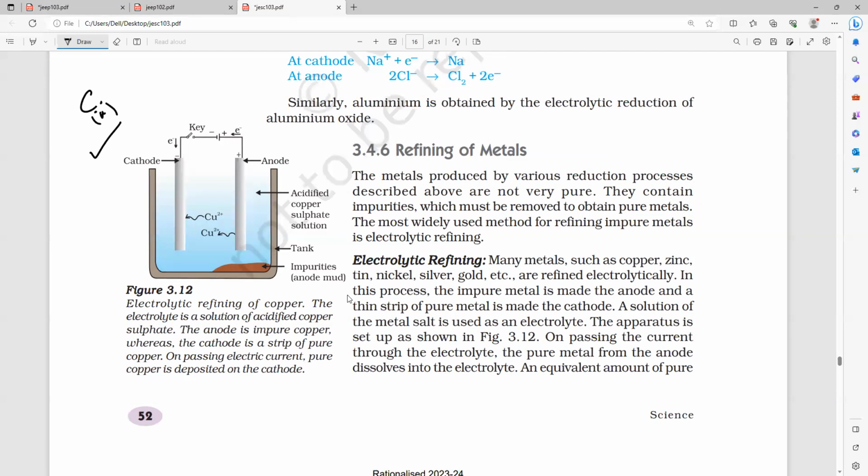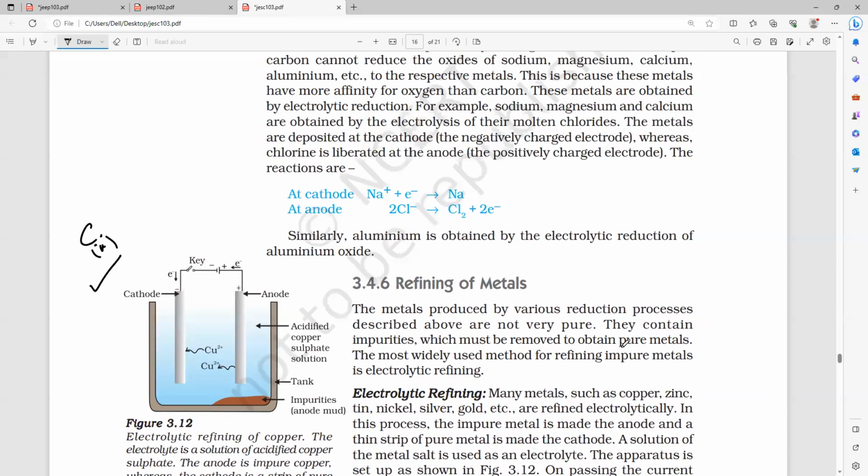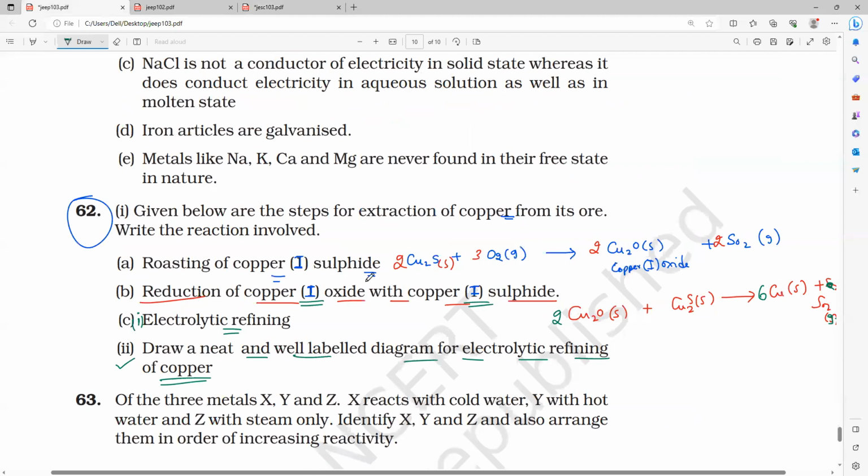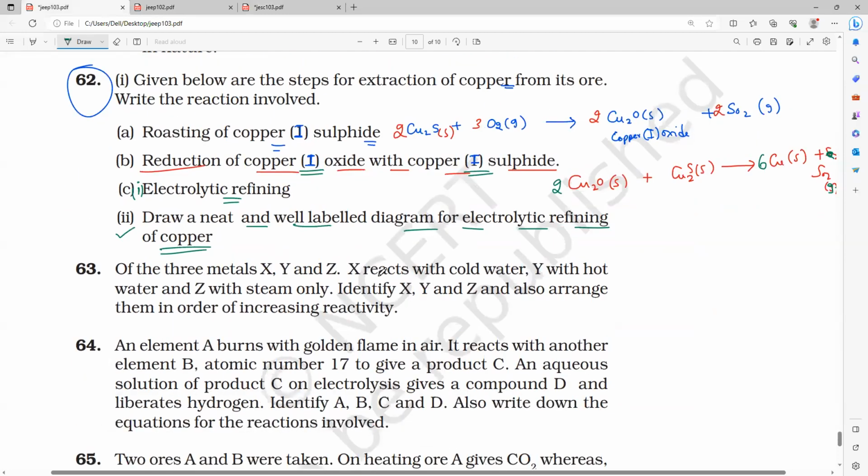But C part, all of you check it. What is the C part they are asking? What is electrolytic refining? Electrolytic refining means two reactions will take place. What are the two reactions? One is at the cathode, another one is at the anode. So if I take electrolytic refining, two reactions will take place. First, the anodic reaction. Can you tell me what the anodic reaction is?